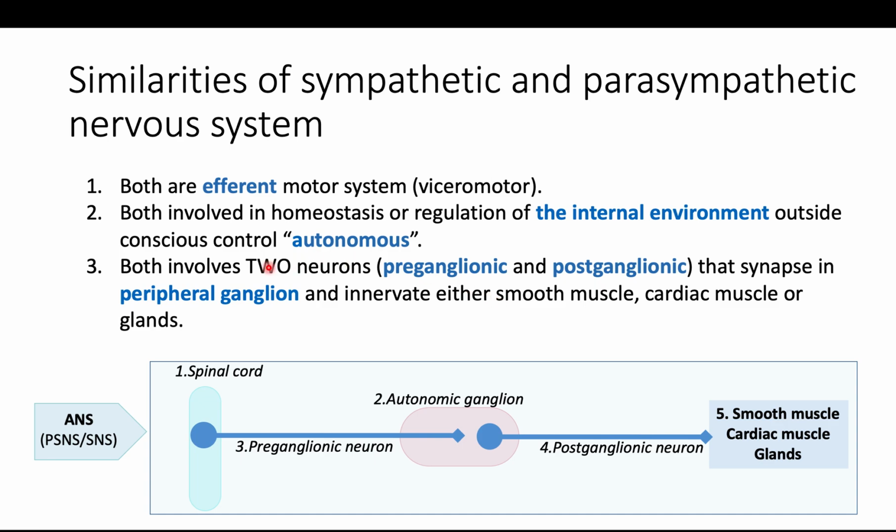Okay. So here is the example: we have a spinal cord. We have the cell body of the first order neuron, and we have the preganglionic neuron, by which it is going to communicate with the second order neuron at the autonomic ganglion. That means the cell body of the second order neuron is located at the autonomic ganglia, and then the second order neuron or postganglionic neuron is going to innervate the effector organ.